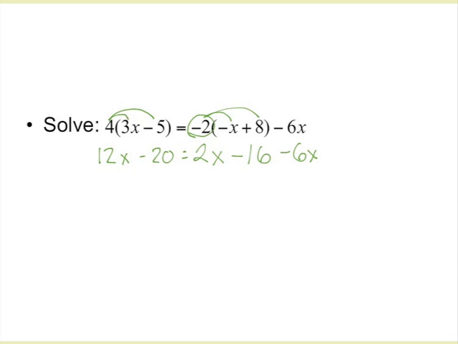My next step is to combine like terms where possible. So on the right-hand side of this equation, there are two different terms that have x's. So I can put those together. Say I have negative 4x's on that side altogether.